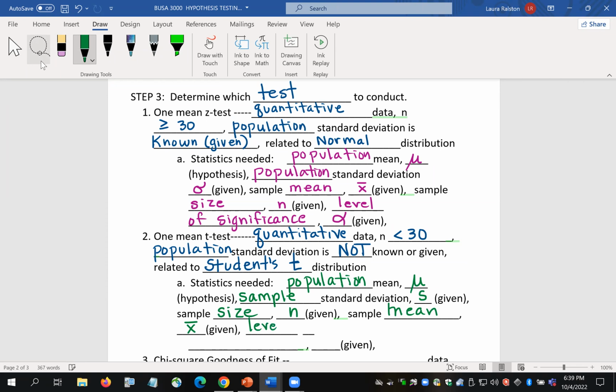And you also will be given your level of significance, which is represented by the Greek letter alpha. And again, those are two that we study in Stat 1401. We're going to review them in this course.